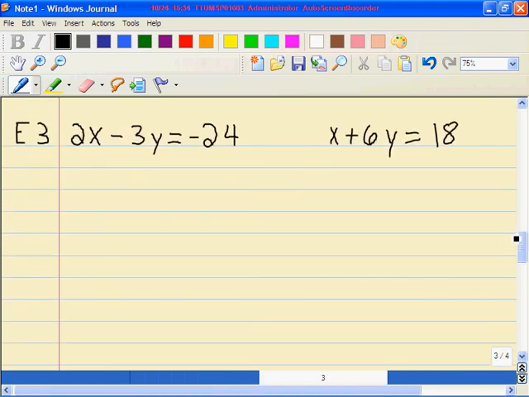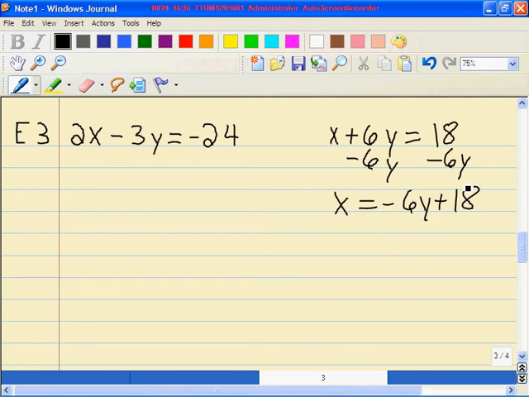The third example we're going to look at is where neither equation is solved for a variable at all. So we're going to need to first solve one of these equations for x or y. If I look at the first equation, I'm going to have to do some subtraction or addition and then some division to solve for either variable. But if I look at the second equation here, I should see quickly that I can easily solve the second equation for the variable x. I can do that by simply subtracting 6y from both sides. And x would equal negative 6y plus 18.